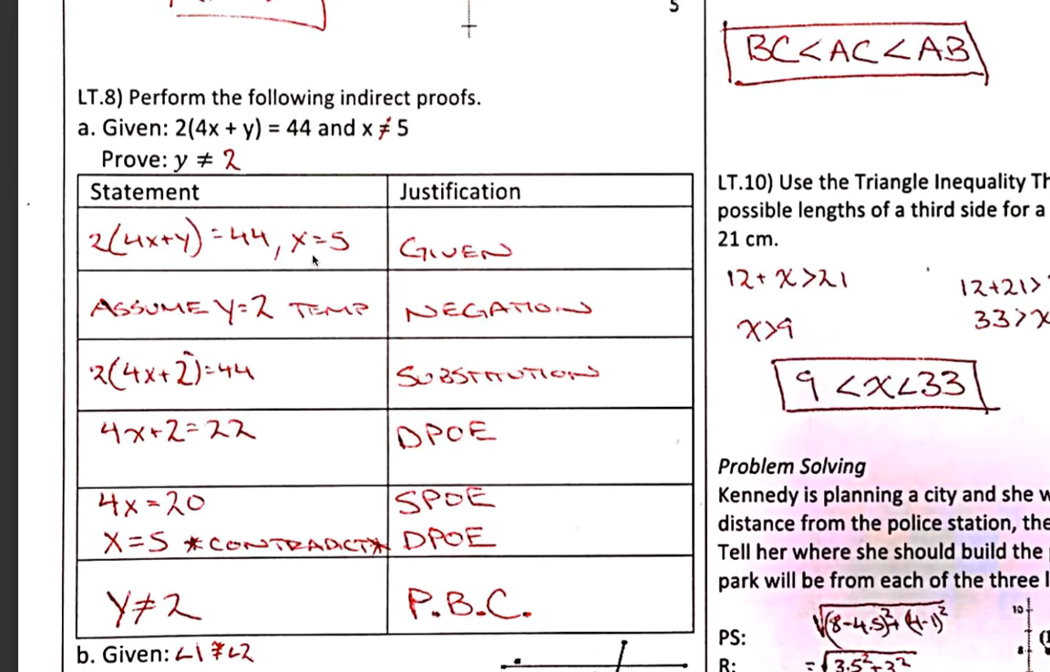However, up here I said that x does not equal 5. So you can't equal 5 and not equal 5 at the same time. That's a contradiction. Sorry, I should have made that not equal to 5 like I did up here. And that means that since the opposite is false, the original must be true. So y cannot equal 2, and that's a proof by contradiction.